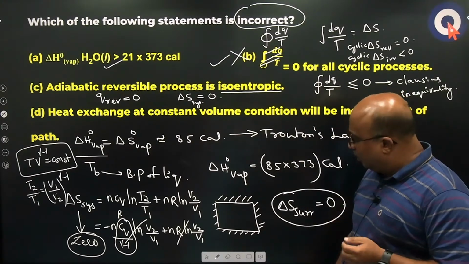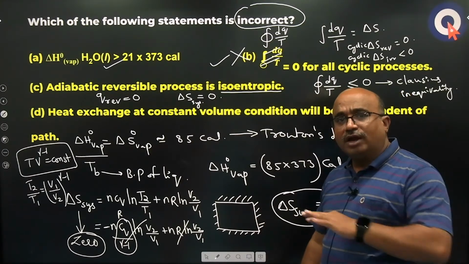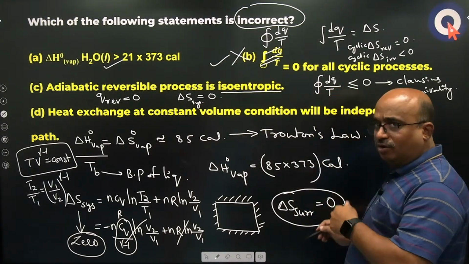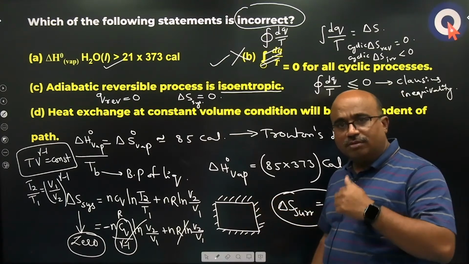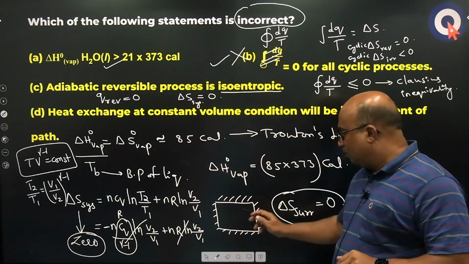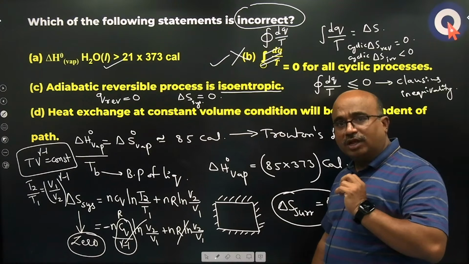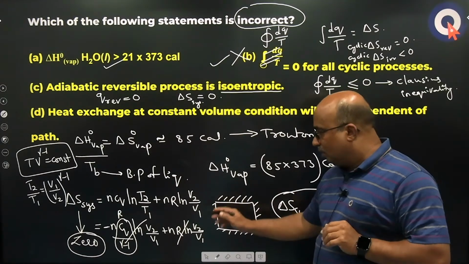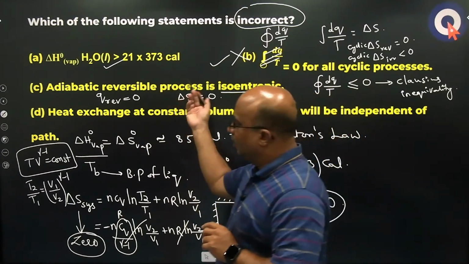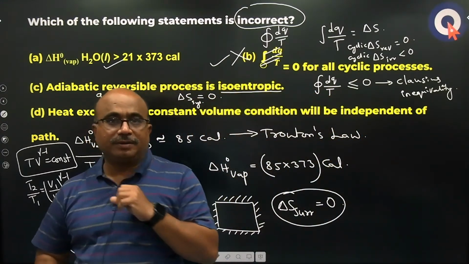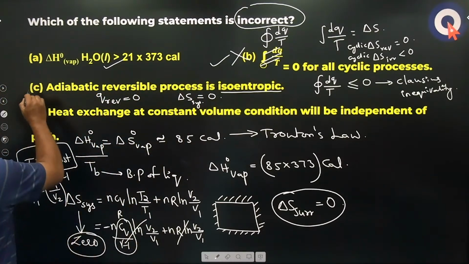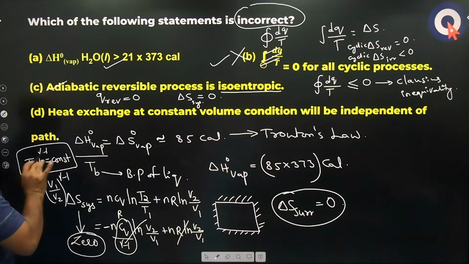So what we say, for an irreversible process, entropy of the universe always increases, because the surrounding entropy is 0 in this case. Even for irreversible, reversibility is 0. For the system, for reversibility it is 0, for irreversibility it is positive. So in this case, for the adiabatic reversible process, the isoentropic process, this statement is true, so it's not our answer.